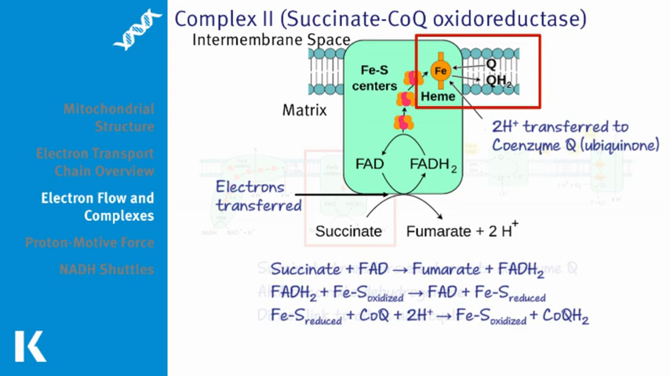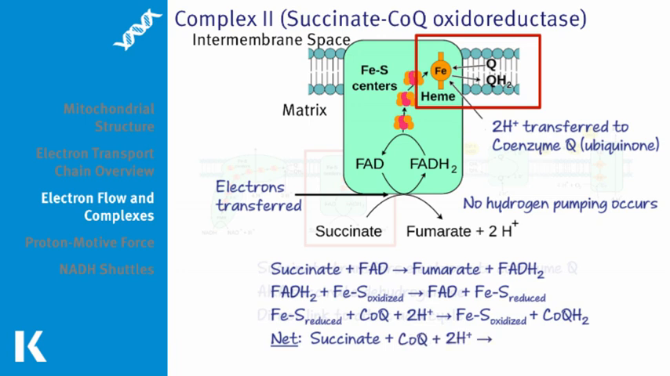Notice that in each of these reactions, oxidation is being coupled with reduction. The two protons that are liberated from FADH2 are used up when ubiquinone is reduced to ubiquinol. Therefore, no protons are ejected from the matrix by complex 2, and conveniently, the net reaction shows only the oxidation of succinate and reduction of ubiquinone because the electron-bearing intermediates are regenerated along the way.